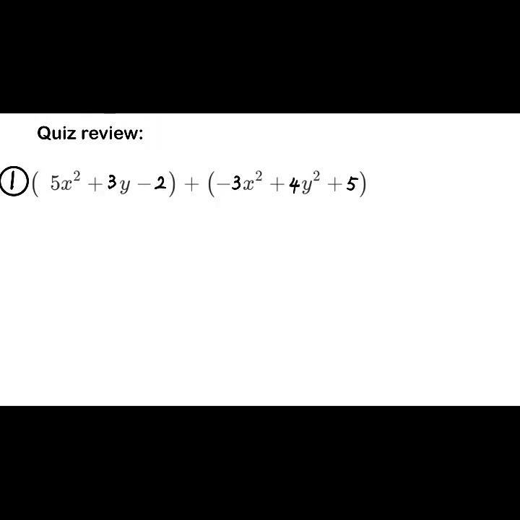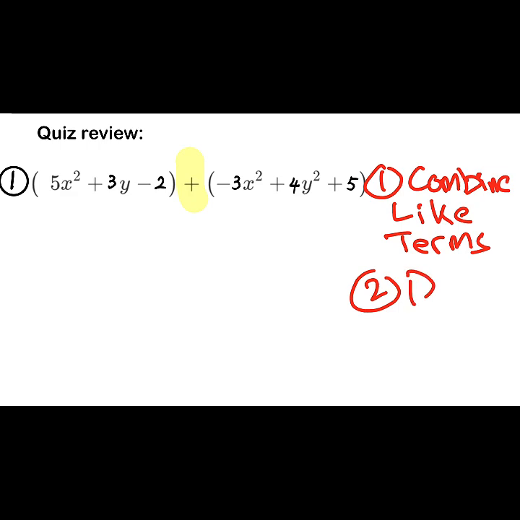All right. Let's go on to number 1. 5x squared plus 3y minus 2 plus negative 3x squared plus 4y squared plus 5. Now, don't overcomplicate this. Look at what is in the middle. Plus. So what does that mean? Step 1. Combine like terms. Step 2. Done. Adding is the easiest of these problems. Do not overcomplicate this.